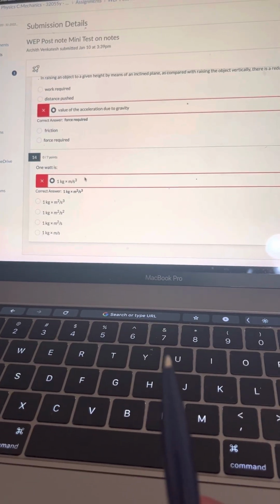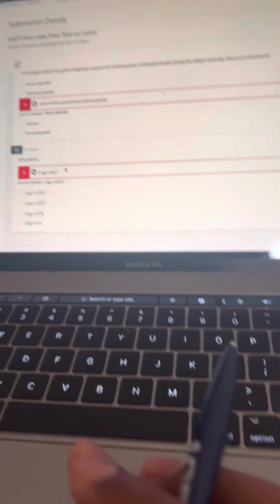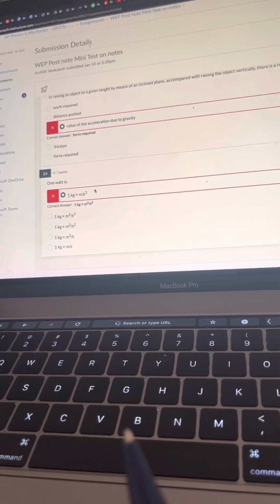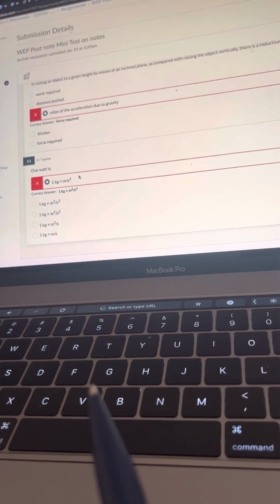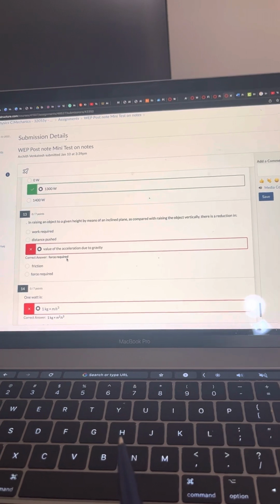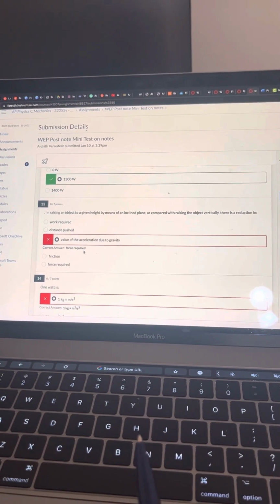And then for 1 watt, I made a silly mistake here. I thought it was just 1 kg times meter per second cubed. But once you take care of the units, you are supposed to get 1 kg times meters squared over seconds cubed. Yep, so this is my test corrections for the WEP post-note mini test, which was taken after the notes.